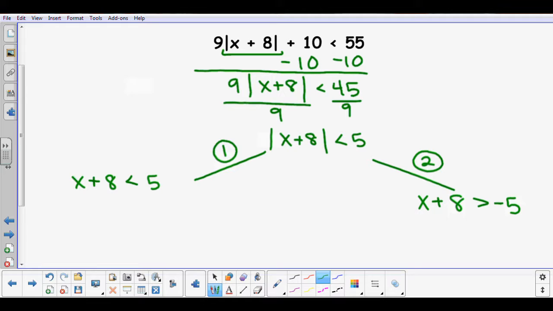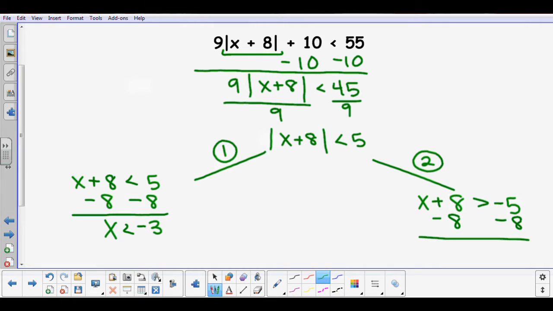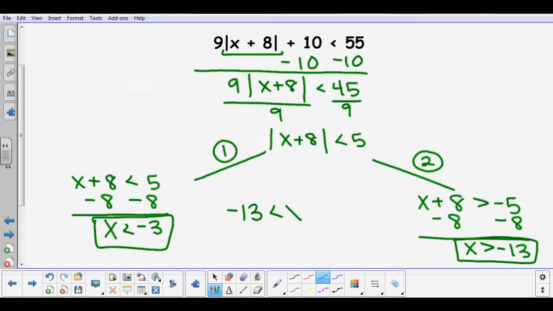we flip the sign. So if I go back to my first equation and solve, I can subtract my 8 from both sides, and I get x to be less than negative 3. When I solve my equation here on the right, I also subtract 8, and my answer becomes x is greater than negative 13. So my two answers are x is less than negative 3, and x is greater than negative 13. So this can be written as one statement. The negative 13 is less than x, which is less than negative 3.